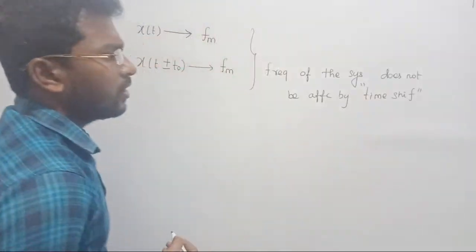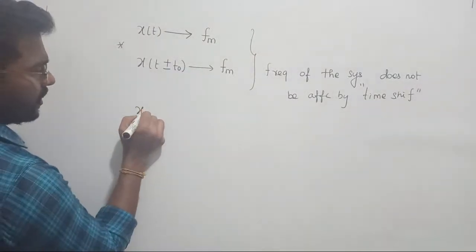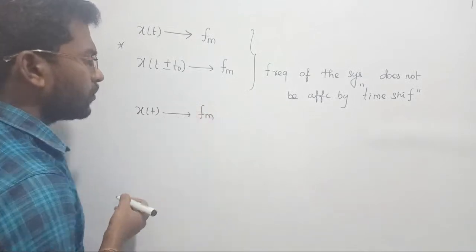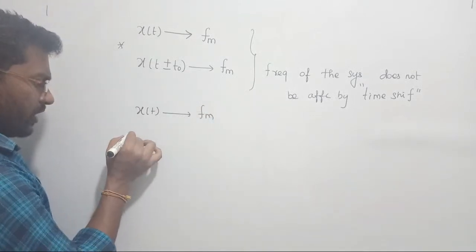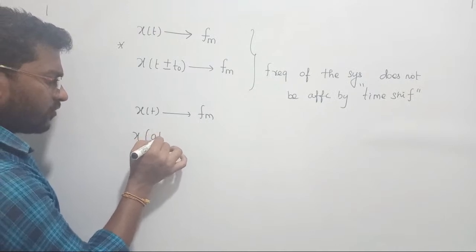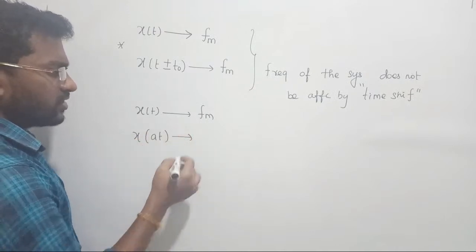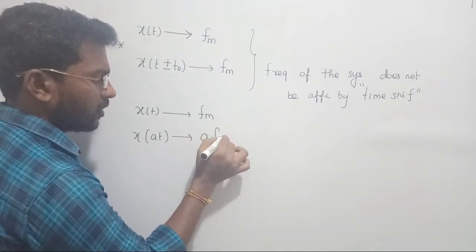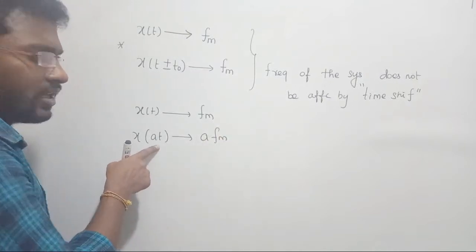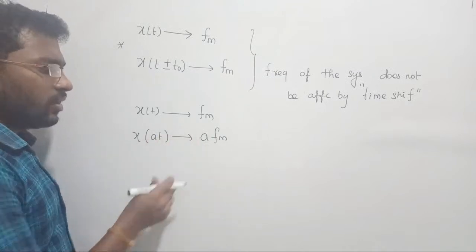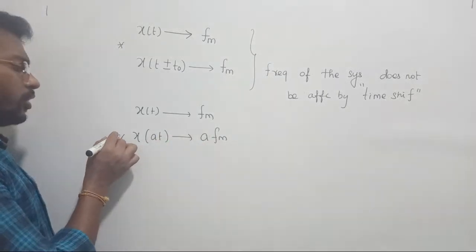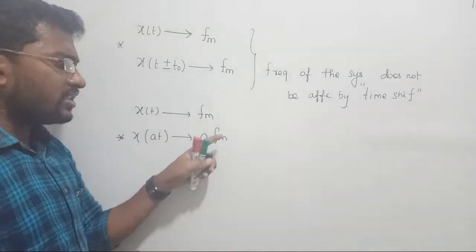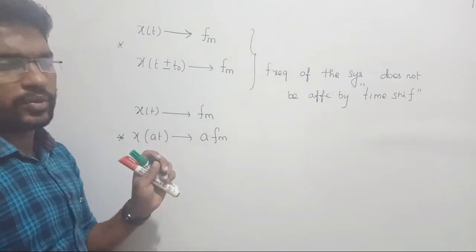Let us conclude. And second case, I have a signal x of t, its correspondent frequency is defined as fm. Then I have one more signal x of a times t, then its correspondent frequency is going to be, sorry guys, a times fm. What is the conclusion? That is time scaling. So time scaling will change the property of the signal. Just some important observations that we are getting. Clear? Yes. So scaling will change the frequency, a times the increase.